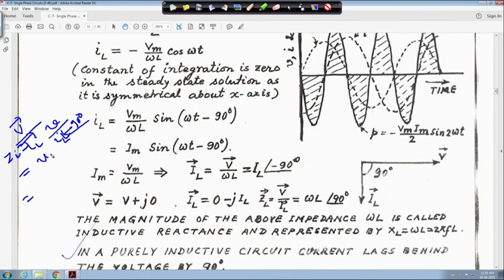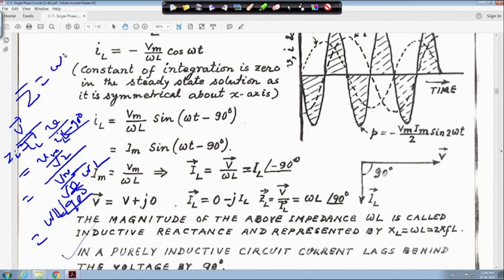So V is equal to Vm by root 2, and IL is the RMS value Im by root 2, that means Vm by root 2 divided by Vm by root 2 omega L, which is equal to omega L angle 90 degrees. So my Z bar will be omega L angle 90 degrees. The same thing has been made here; this is also put bar. A little bit of practice is required initially.